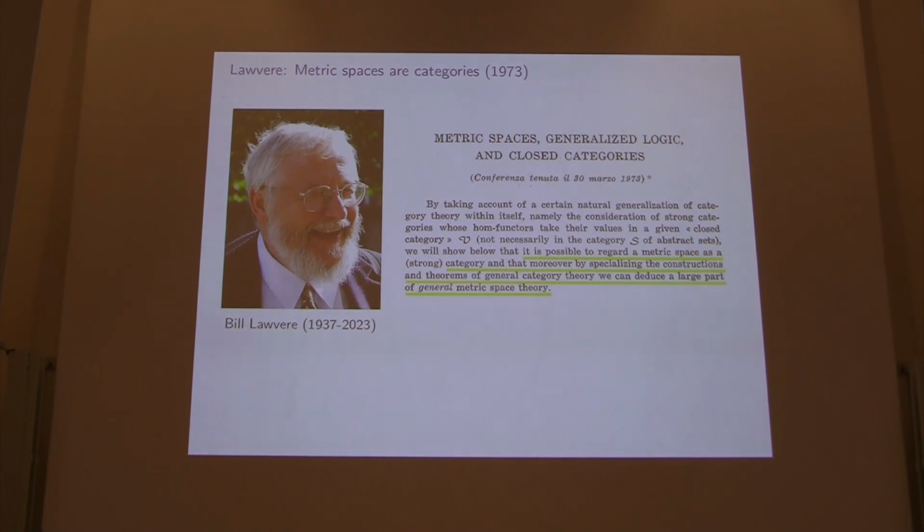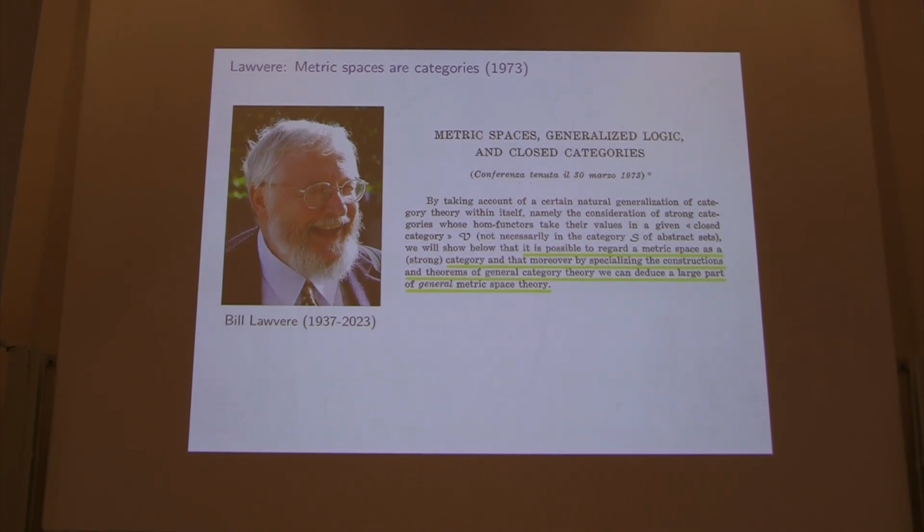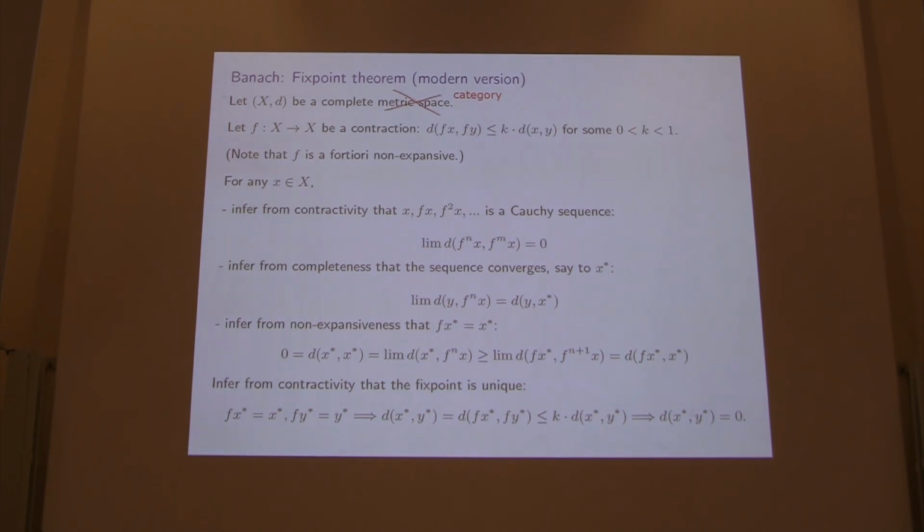And Lawvere in 73 notably stated that it is possible to regard a metric space as what we call a strong category, what we call a rich category today. And moreover, by specializing constructions and theorems of general category theory, we can deduce a large part of the general metric space theory. And so this suggests that actually the Banach fixpoint theorem could perhaps hold for a category instead of a metric space.